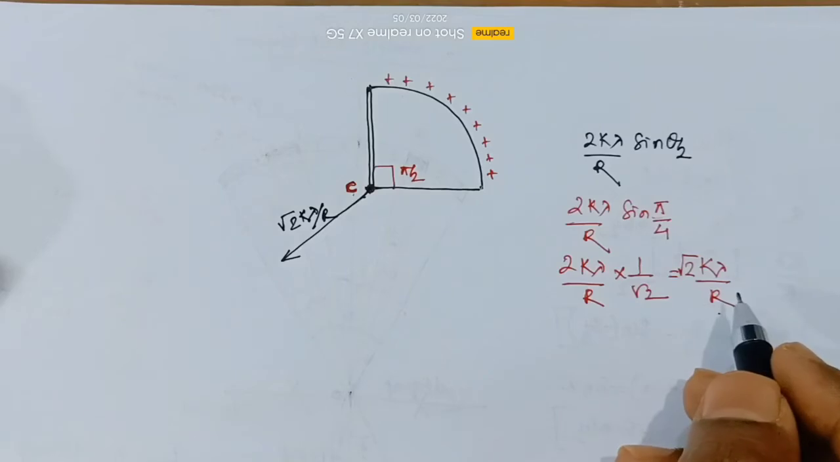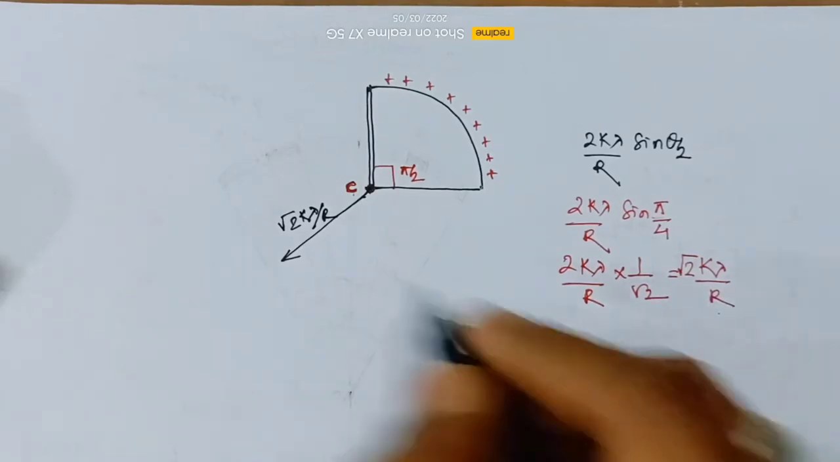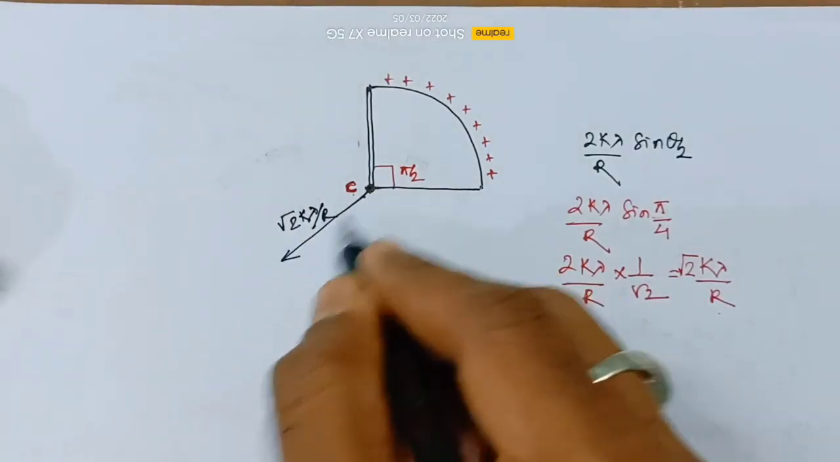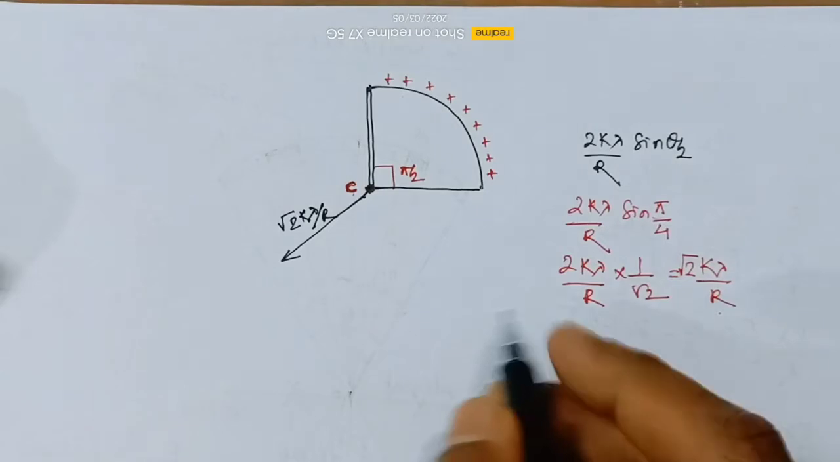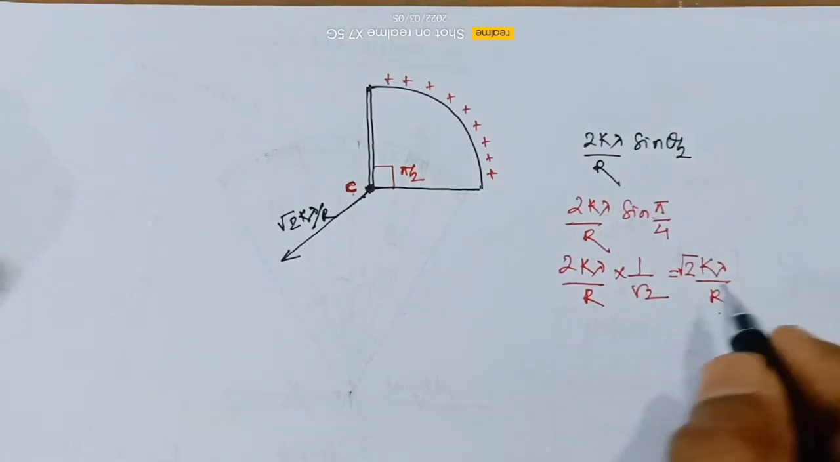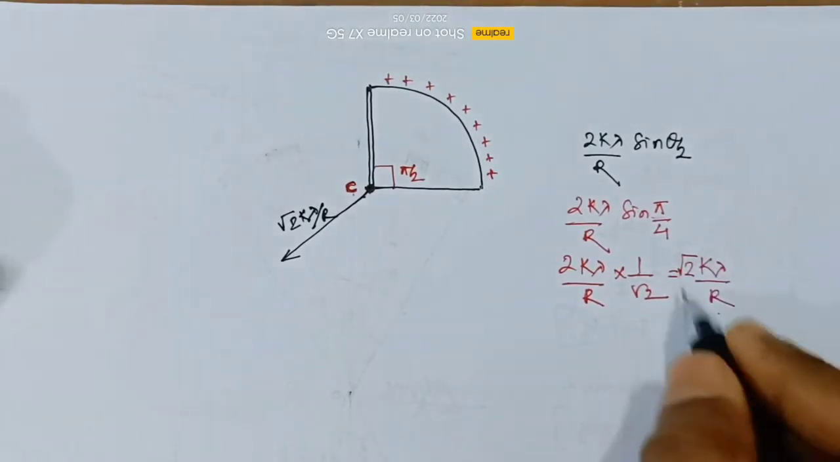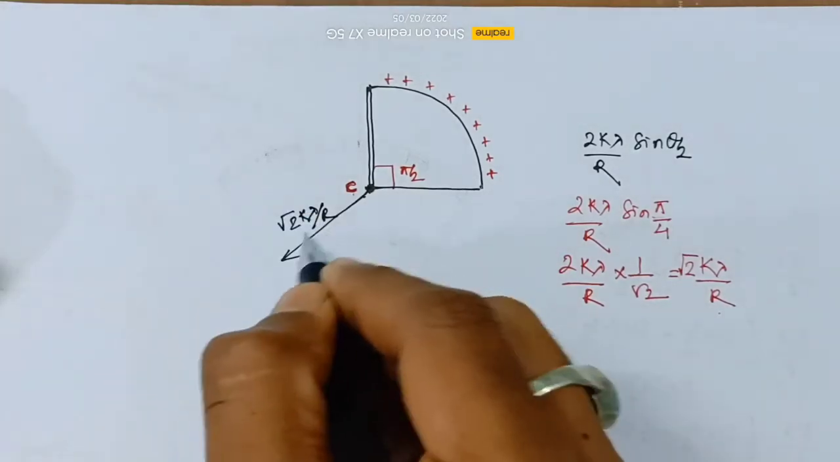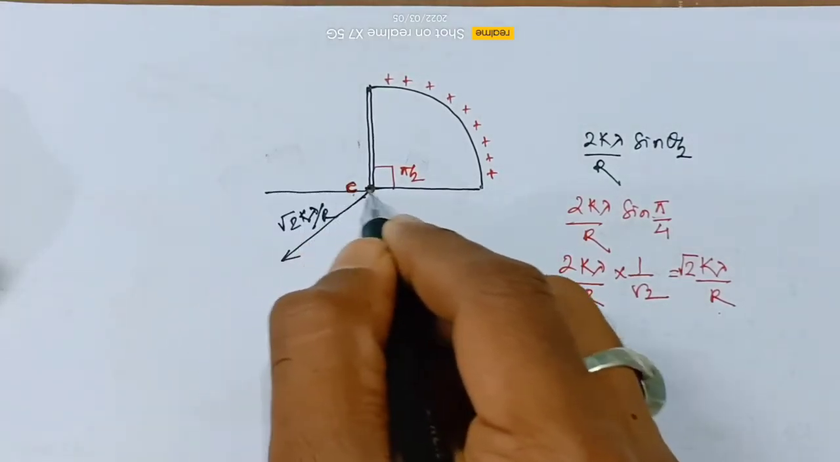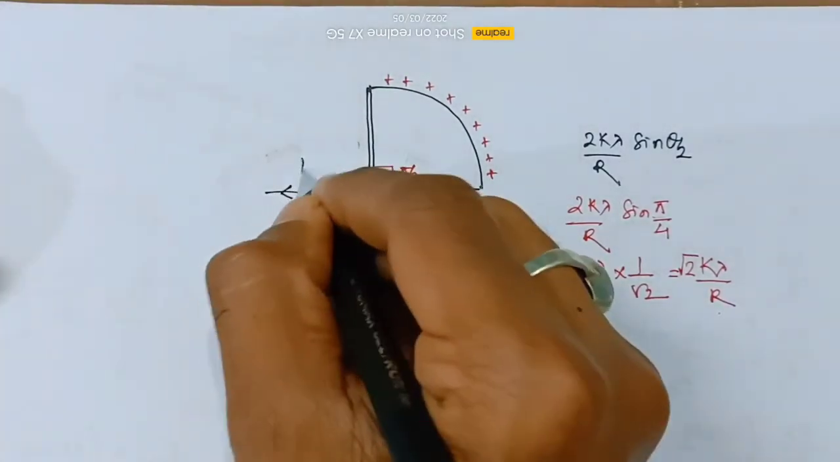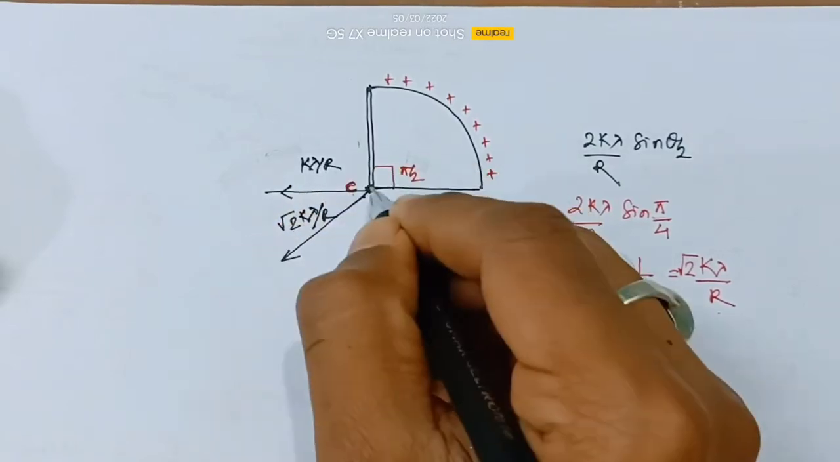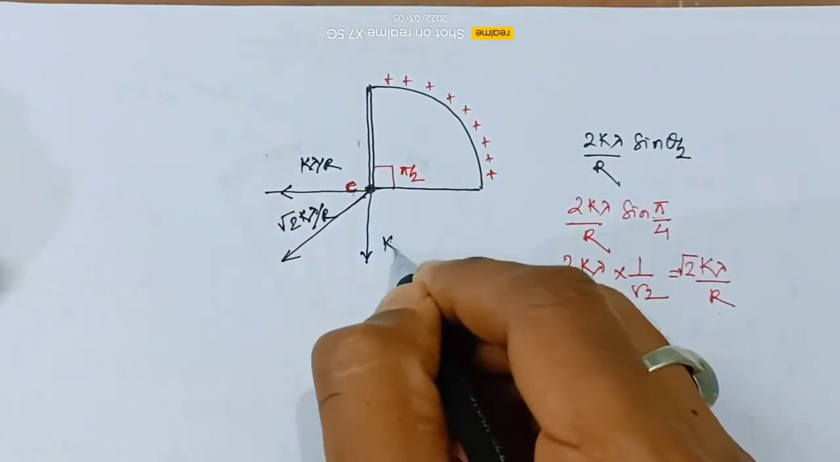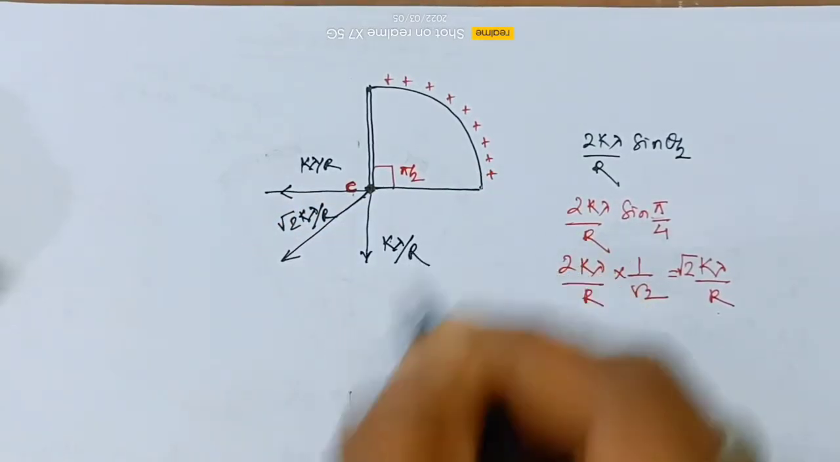In exams also, this is the result you are getting, that is root 2 k lambda by r. In some cases they can also ask you, this root 2 k lambda by r, this is the overall electric field that you are observing. If I break this root 2 k lambda by r, can I say this is one component like this? This is k lambda by r. There will be another component like this. This is also k lambda by r.